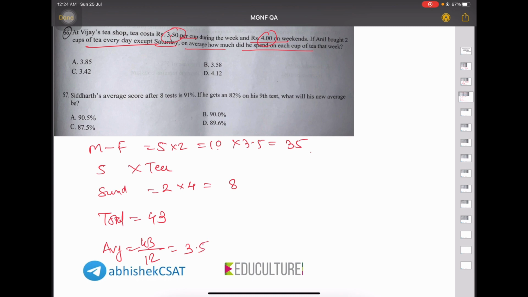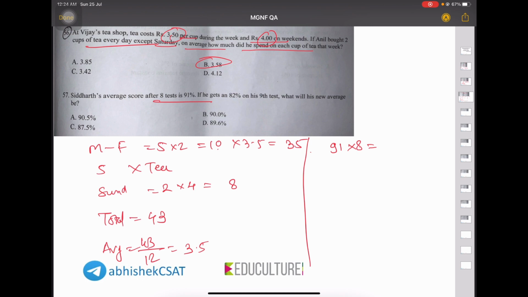Only one answer is there, only one option is there, 3.58, okay. Siddha's average score after 8 tests is 91%. If he gets an 82% on his 9th test, what will his new average be?